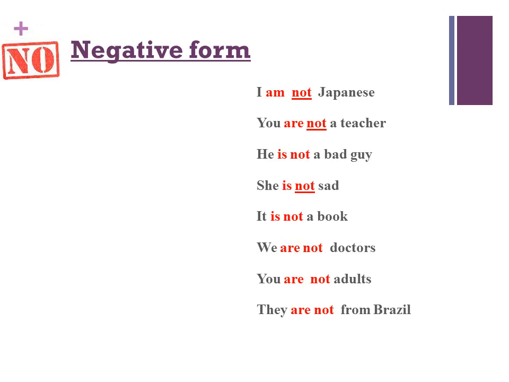We move now to the negative form. When we say no: I am not Japanese. You are not a teacher. He is not a bad guy. She is not sad. It is not a book. We are not doctors. You are not adults. They are not from Brazil.